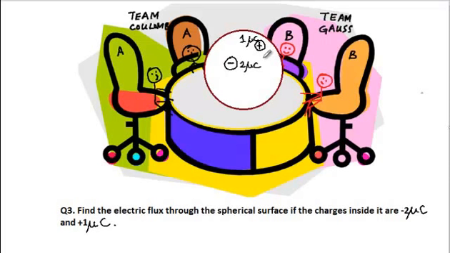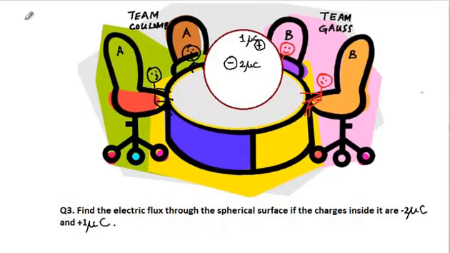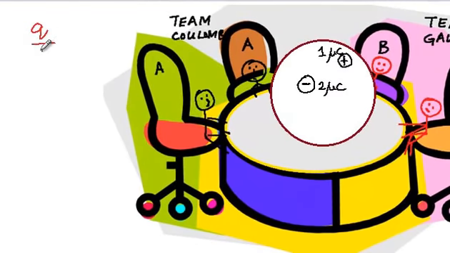Team A is planning to find the flux first due to the positive charge and then due to the negative charge and add the two up. Perfect. They have now learned from the previous question that the flux is not going to depend on the shape of the surface or where you place the charge with respect to the surface, as long as it is inside the surface. And the flux due to each charge is going to be Q by epsilon naught. So they're not going to waste any time integrating to find the flux.